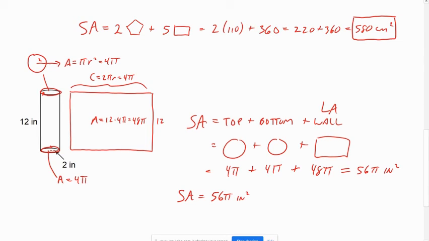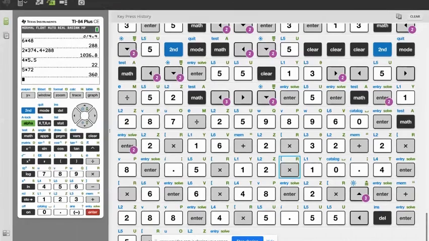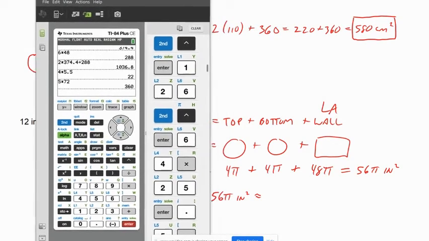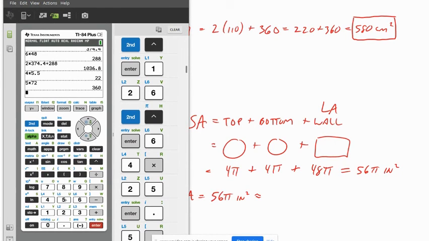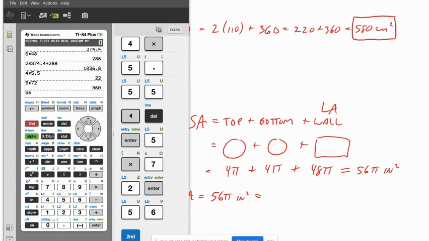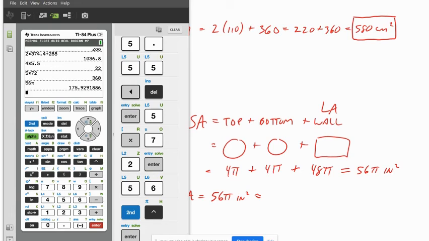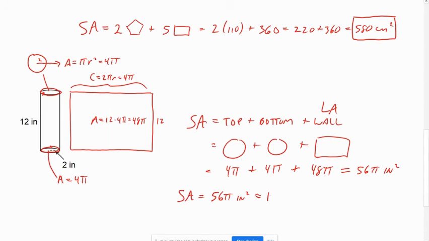That's an exact answer. We also want to approximate that to the nearest hundredth. And so if you use the pi button on your calculator, never use 3.14, always get a more accurate answer by using the pi button on your calculator. So that's going to be 56 pi, which is about 175.93. If we round to the hundredths place, 175.93. And that's also in square inches.